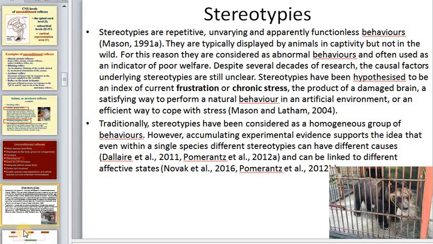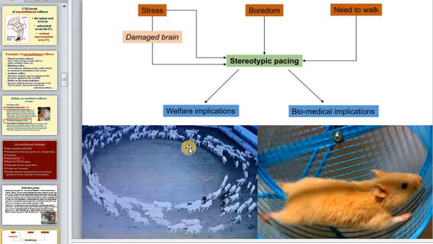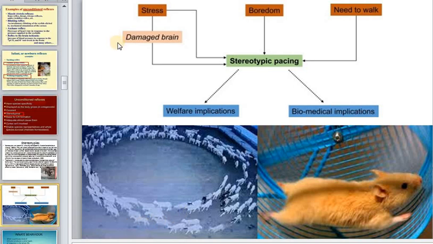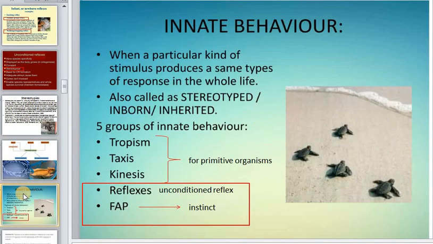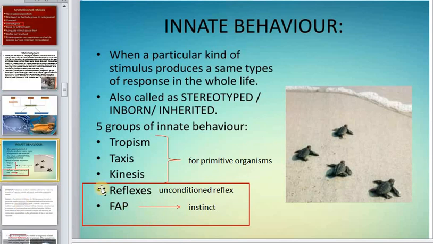So I think it's true. Stress is very important, and here we see stereotypical pacing in some animals, for example in farm animals, goats. I don't know what kind of animals, I think goats or sheep. Yes, it's sometimes connected with stress and brain damage. So in a norm, we start the next topic, behavior.